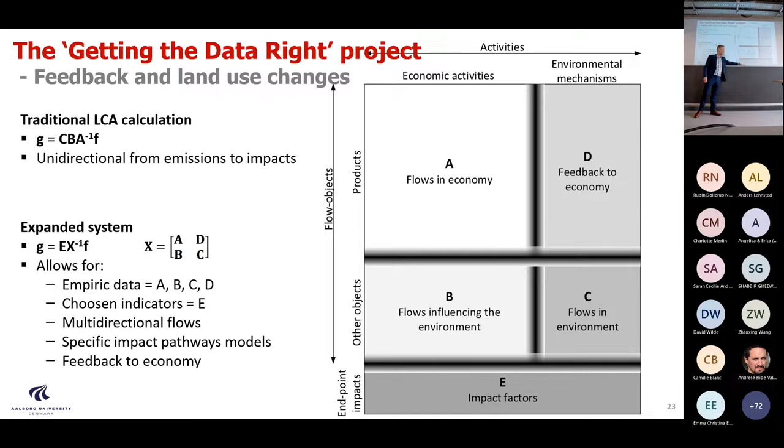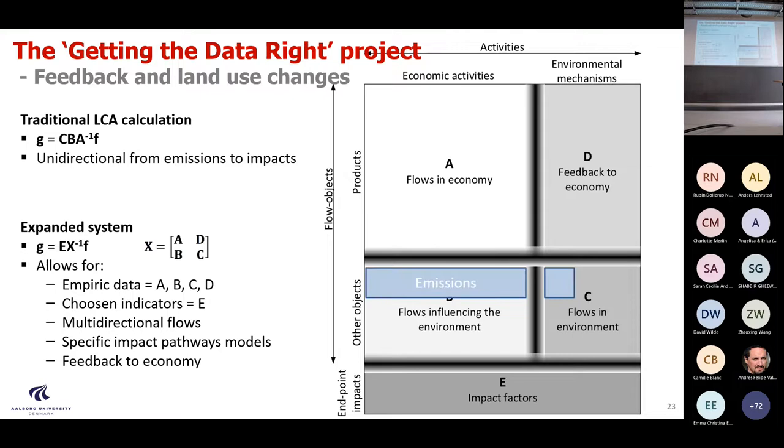We can also deal with multidirectional flows. So when you have a CO2 emission, we can have CO2 emissions that cause warming, and this warming will maybe melt some permafrost, and permafrost will then again lead to more CO2. So you have actually some loops in the environment. That's something we can take into account. We can also do a very specific and clear impact pathway modeling, and we can have feedback to economy. And I'll show a few examples.